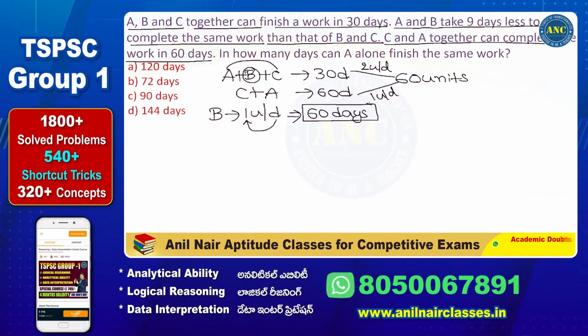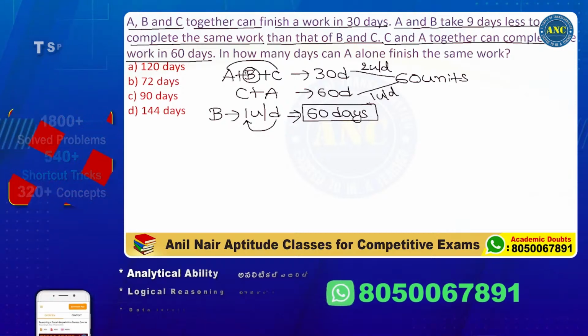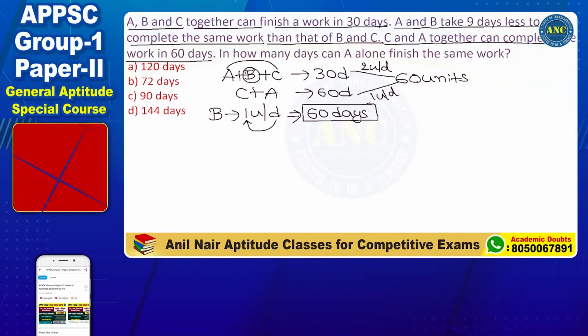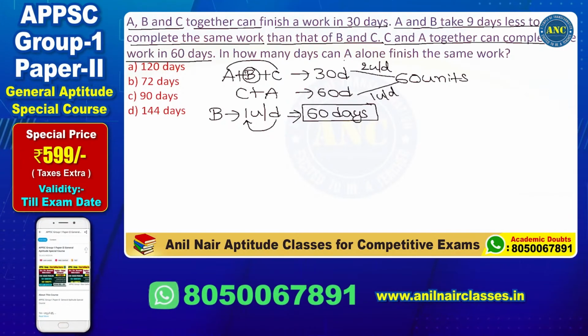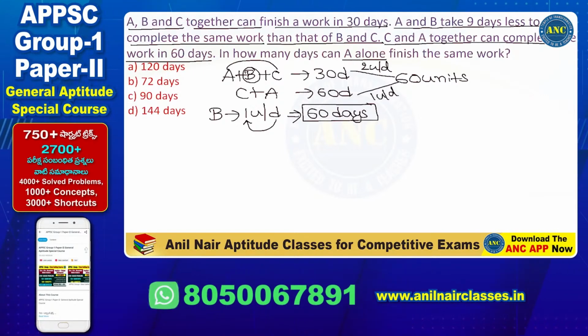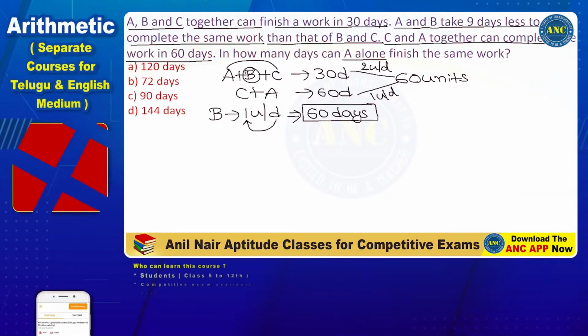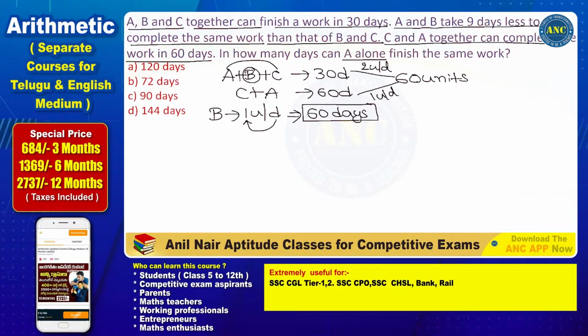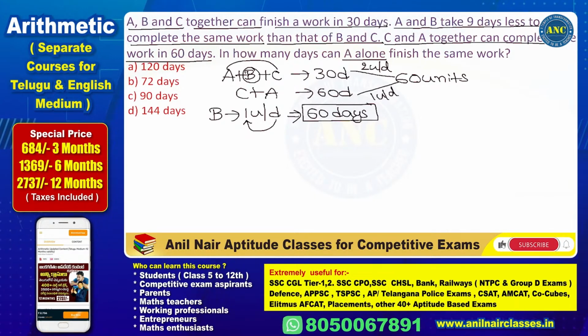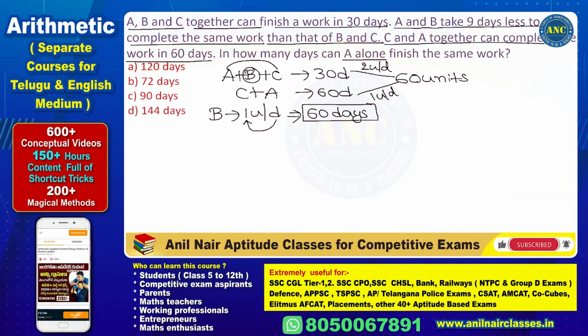But unfortunately, in this question, they are not asking you to find the B alone value. They are asking you to find A alone value. See the question, in how many days can A alone finish the work? If it was B alone, my answer would have been completed by now. But it is not B alone which is actually asked in the question. It is A alone which is asked in the question. Now see here, there is one more piece of information given in the question.